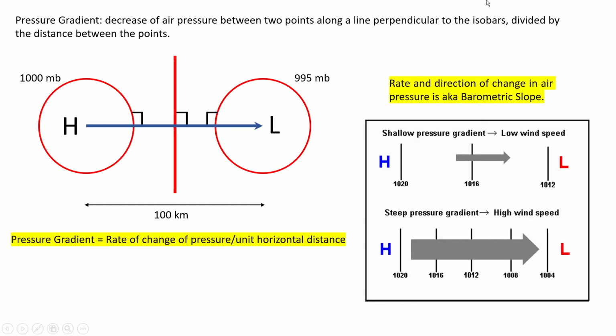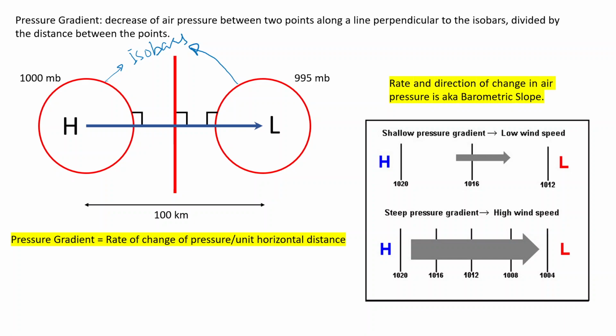Next topic is the pressure gradient. So basically, the pressure gradient is defined as the decrease of air pressure between 2 points along a line perpendicular to the isobars divided by the distance between the 2 points. So these are all isobars. So how do we define isobars? Like isotherms, isobars are imaginary lines which join the points having similar pressure on the Earth's surface.